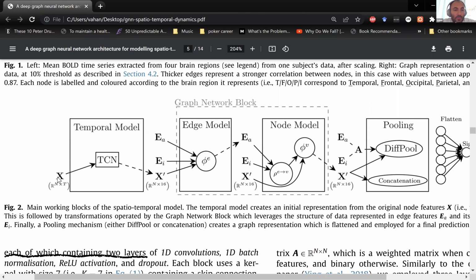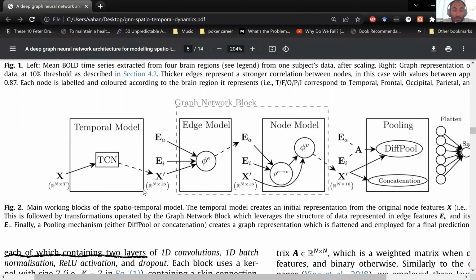Okay, so first we get the X, the node features, as input. Notice that there is no graph here. We apply this temporal convolutional network, which, I think, is only three layers deep. It convolves on those features, reducing dimension from T, which can be several hundreds, down to a predefined 16. Okay. There will be experiments where we skip this temporal model component.